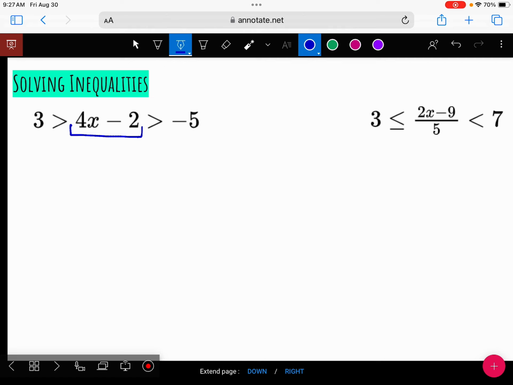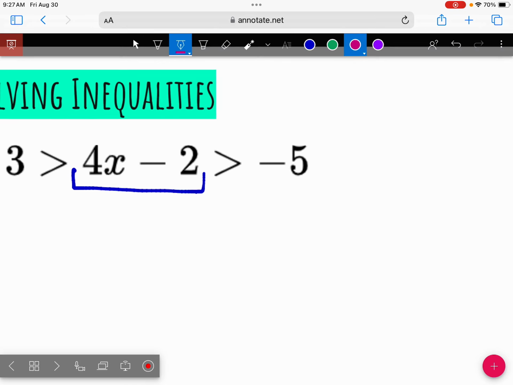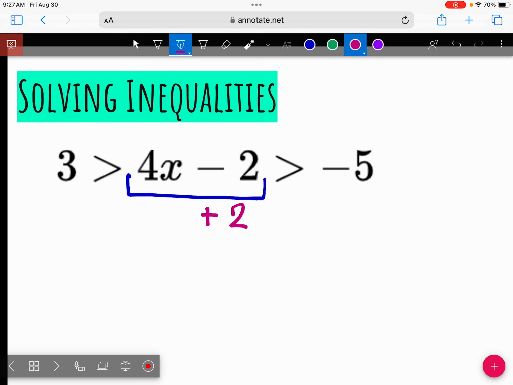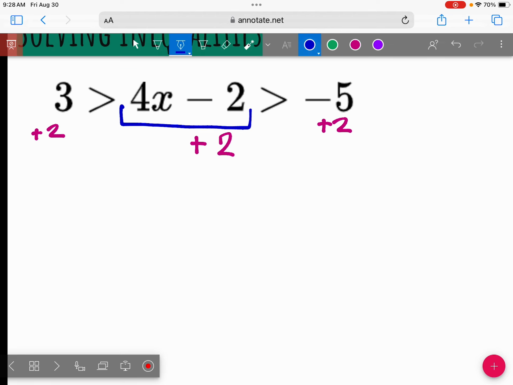So if I want to find out the rules on x, what are we going to need to do to get my x by itself? Add 2. I need to add 2 here, so I need to add it to the 3 and to the negative 5 as well. So we're going to have to add this in 3 places. Plus 2, plus 2. So we're going to have that 5 is greater than 4x, which is greater than negative 3.